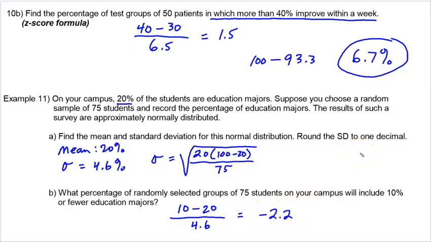We go to table 6.2 and we look up negative 2.2, and rounded to the nearest tenth, it would be 1.4. And the 1.4% does include, it describes 10% or fewer, so there's no need to do the subtraction from 100 in this case.